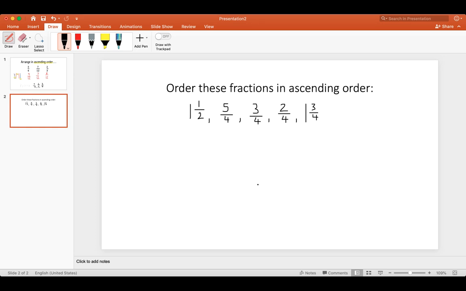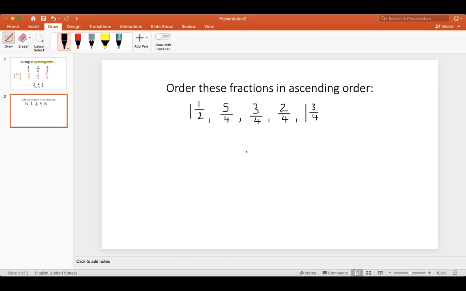This question is asking us to arrange the fractions in ascending order. So we need to put them from smallest to biggest. As you can see, we've got a range of fractions. We've got a mix of mixed fractions and unit fractions. So we need to look at 1.5, 5/4, 3/4, 2/4, and 1 3/4.